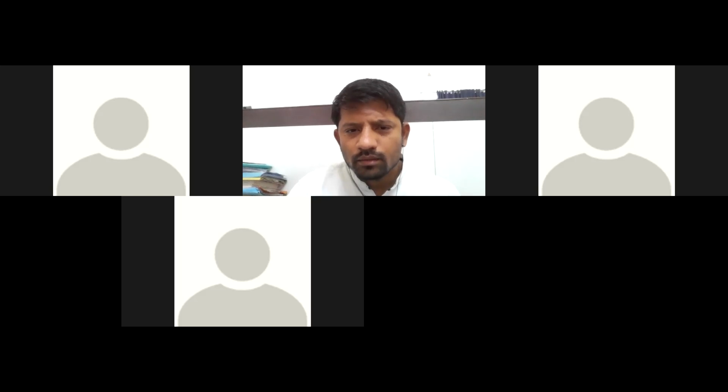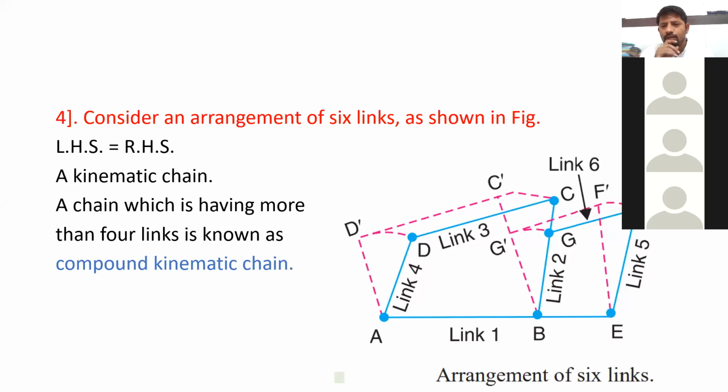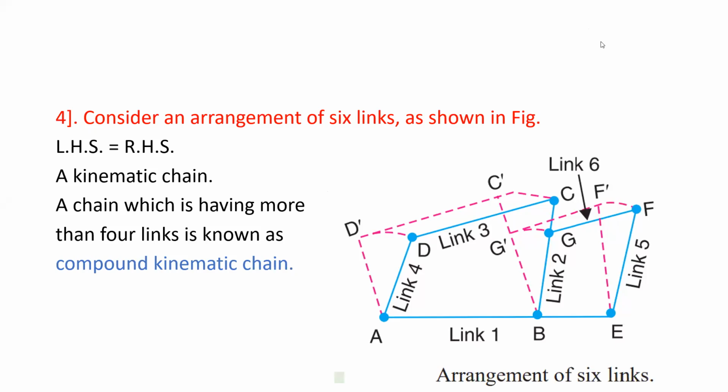In the example shown, there are 6 links and 7 pairs, correct? 6 links and how many pairs? P is the number of pairs. How many pairs are there? 7 pairs are there, no?